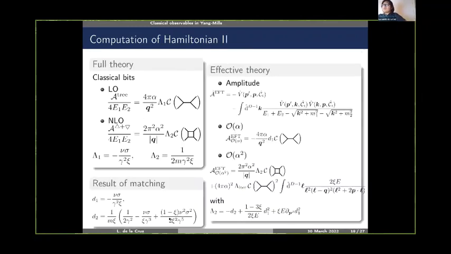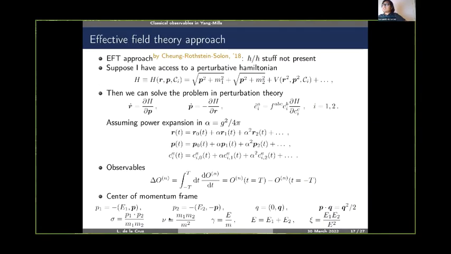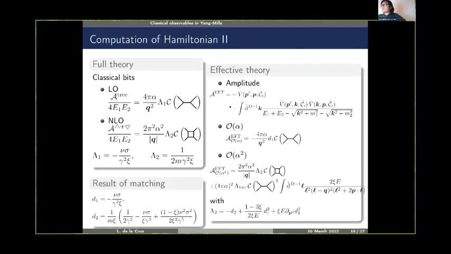And once I obtain these coefficients, essentially I've solved the problem, because I can do the integrals, and I've essentially computed my observables again. So this is another approach.